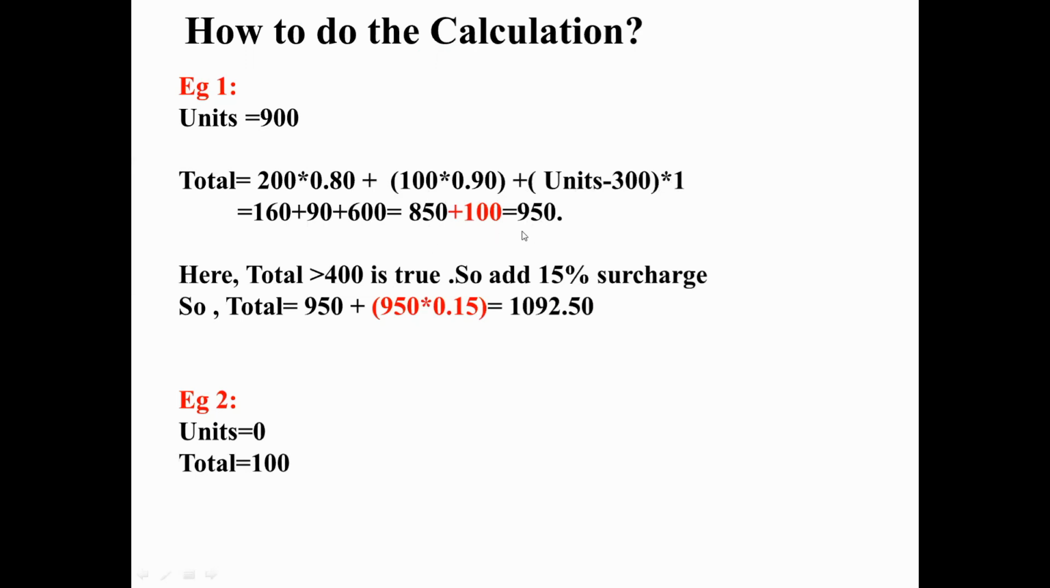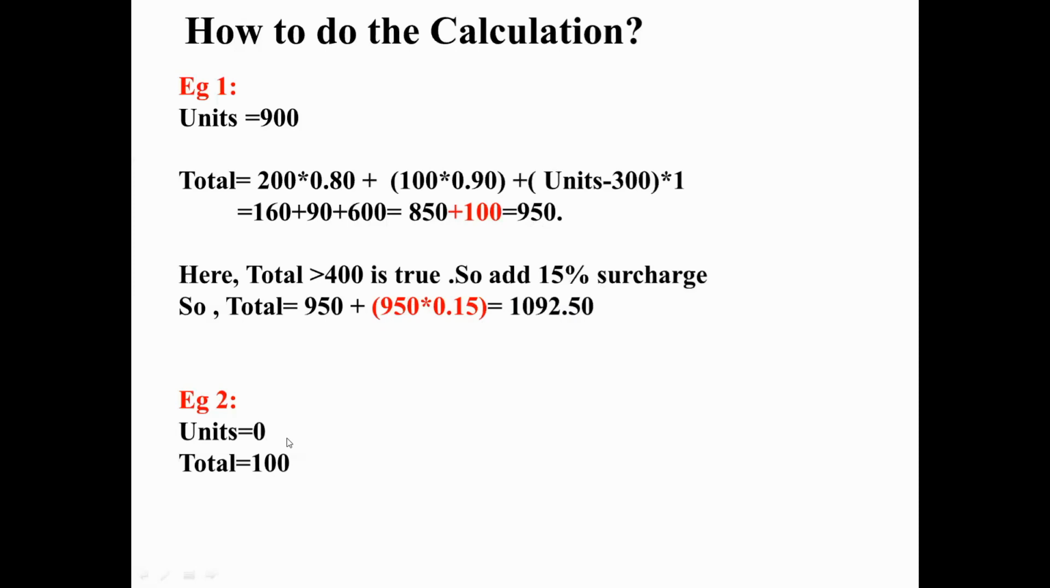The question also says that when the total amount is greater than 400, I should add 15% of the total amount as surcharge. The total amount is 950. So how do we find 15% of the total amount? I can write 15% as 15 divided by 100, which is 0.15. So 15% of 950 will be 0.15 into 950. This surcharge will be added to the total amount to get the final electricity bill for the consumer. This is one example.